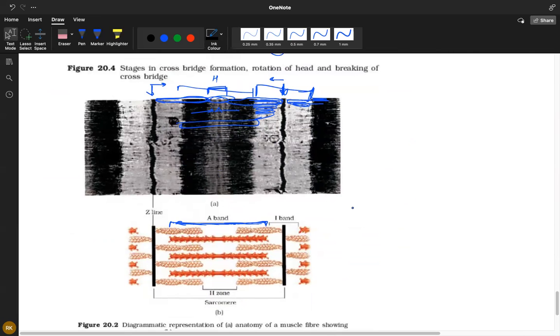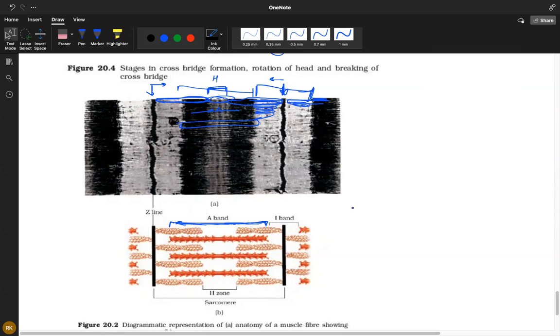The A band will retain its length. The length of the A band will not change. So write down: during muscle contraction, I bands get reduced, but the A bands retain the length, because the A band is the length of the myosin.